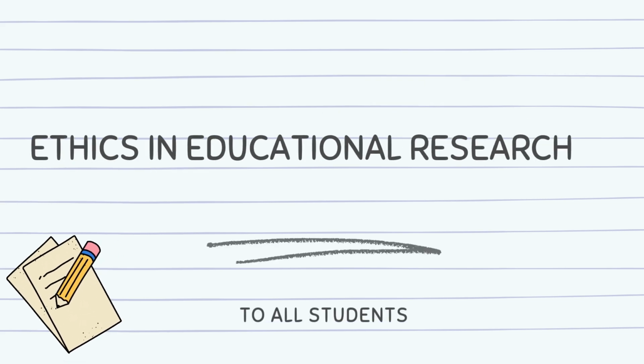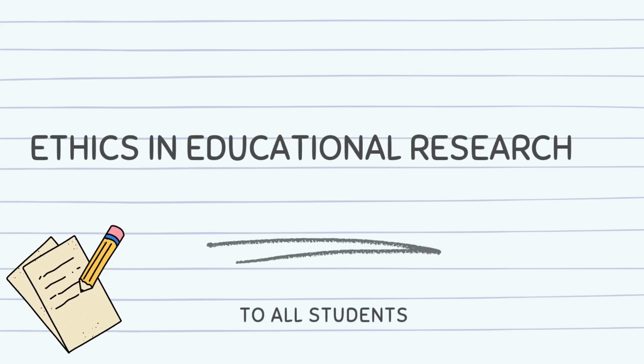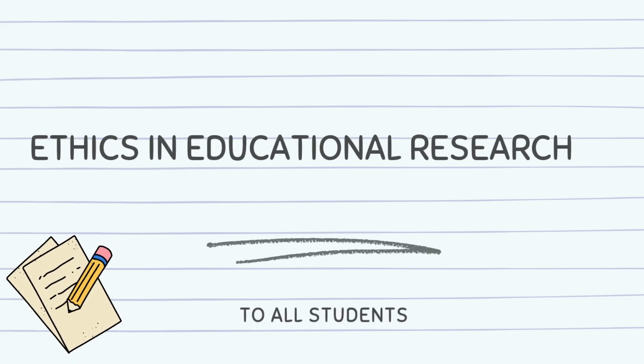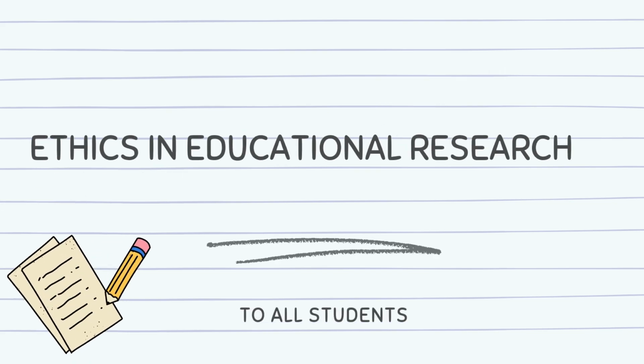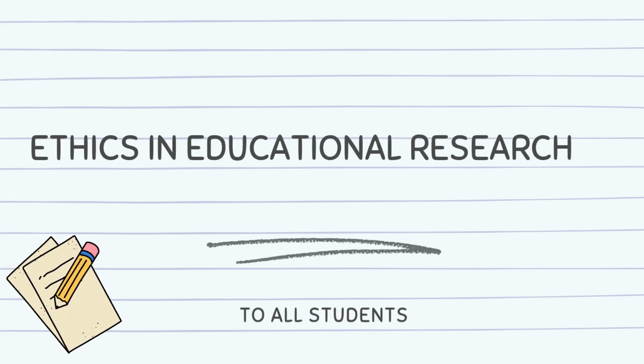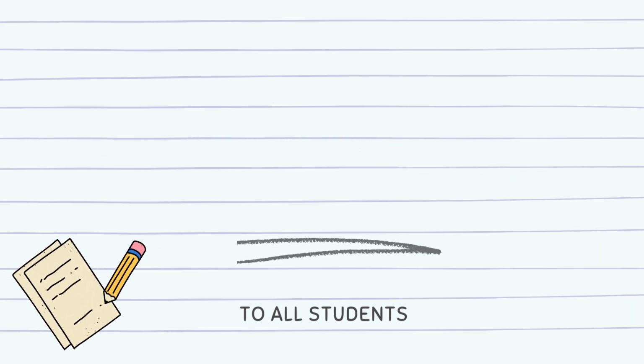Research integrity. This refers to the honesty and transparency of the researcher throughout the process. Fabricating data, manipulating results, or misrepresenting findings violates research ethics. For instance, if your study examines the effectiveness of a reading intervention program, you must report results accurately, even if they contradict your expectations.